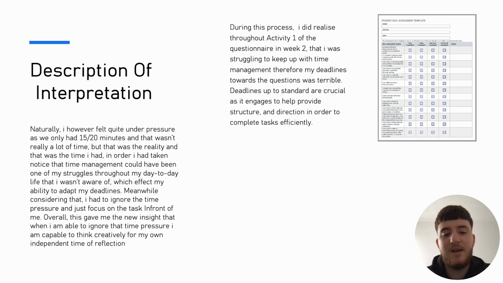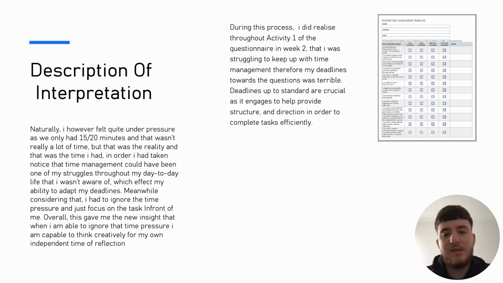Meanwhile, considering that, I had to ignore the time pressure and just focus on the task in front of me. Overall, this gave me the new insight that when I'm able to ignore the time pressure, I am capable of thinking creatively during my own independent time of reflection.